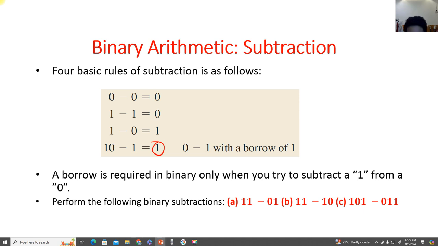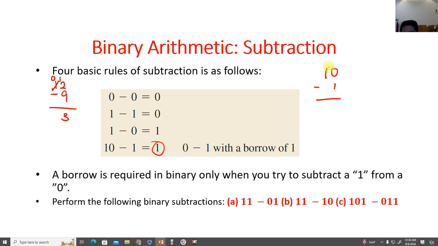Just like in decimal, if we have 2 minus 9, we cannot do it, so we have 12 minus 9. We borrow 1 from here, so this becomes 0 and this becomes 12. So 12 minus 9 becomes 3. Alright, so that's the idea also in binary subtraction. That's why we have 0 minus 1 with a borrow of 1.